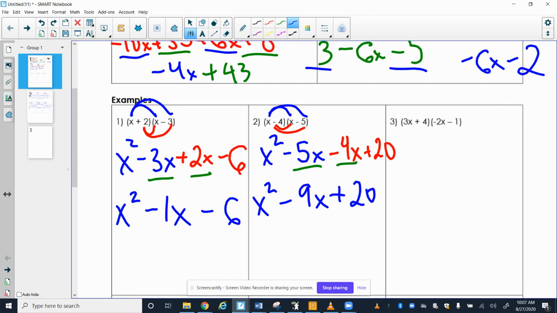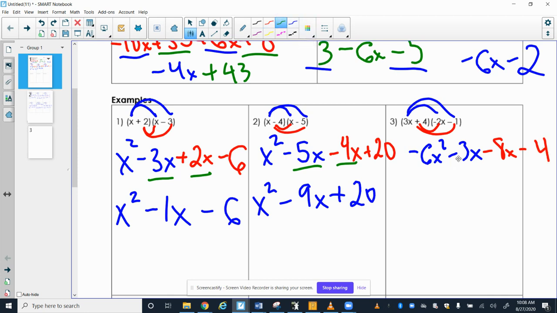Okay. These first ones were a little bit simpler because we just had x's in here. So now let's make it something that's a little bit trickier. Okay, so we have a 3x in the front. Multiply that to both. So 3x times negative 2x, that'd be negative 6x squared. Then 3x times negative 1, minus 3x. Then we're going to multiply the 4 to both. 4 times negative 2x, minus 8x. 4 times negative 1, minus 4.